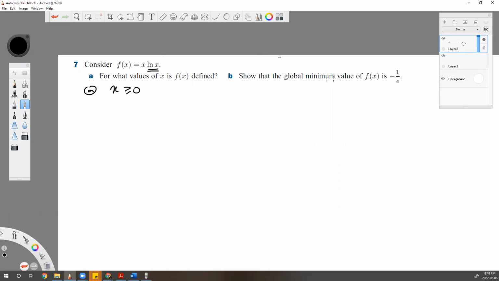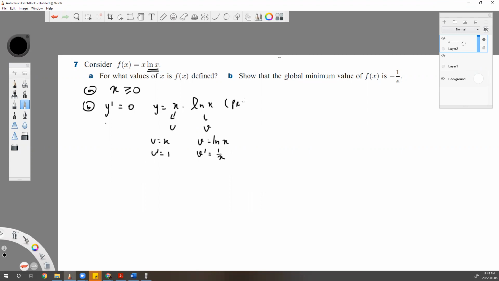Now we do the B. Show that the global minimum value of f(x) is -1/e. Okay, let's do this then. Minimum means the derivative equals 0. So first thing first, y equals x times ln x. This is u, this is v. u equals x, v equals ln x, u' equals 1, v' equals, oh wait, 1/x, right? I think I'm not wrong. Okay, ln x.